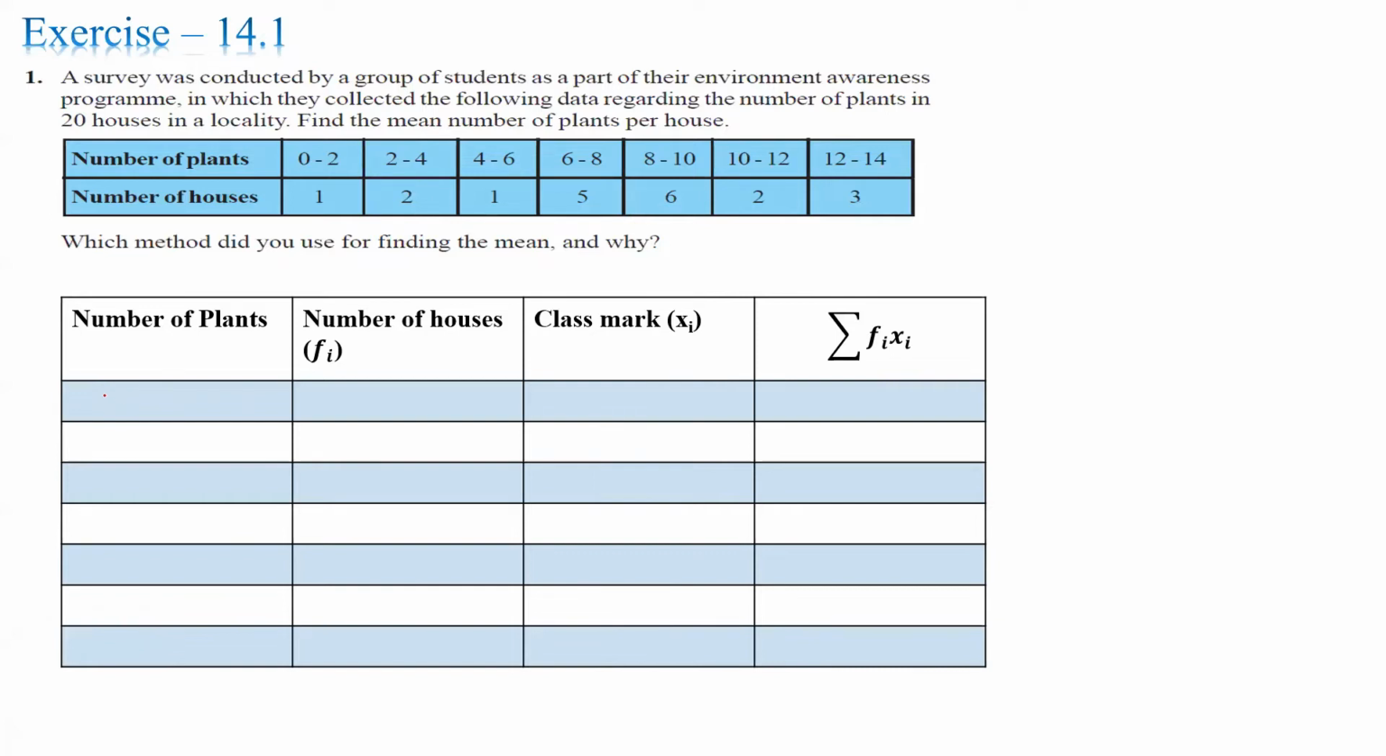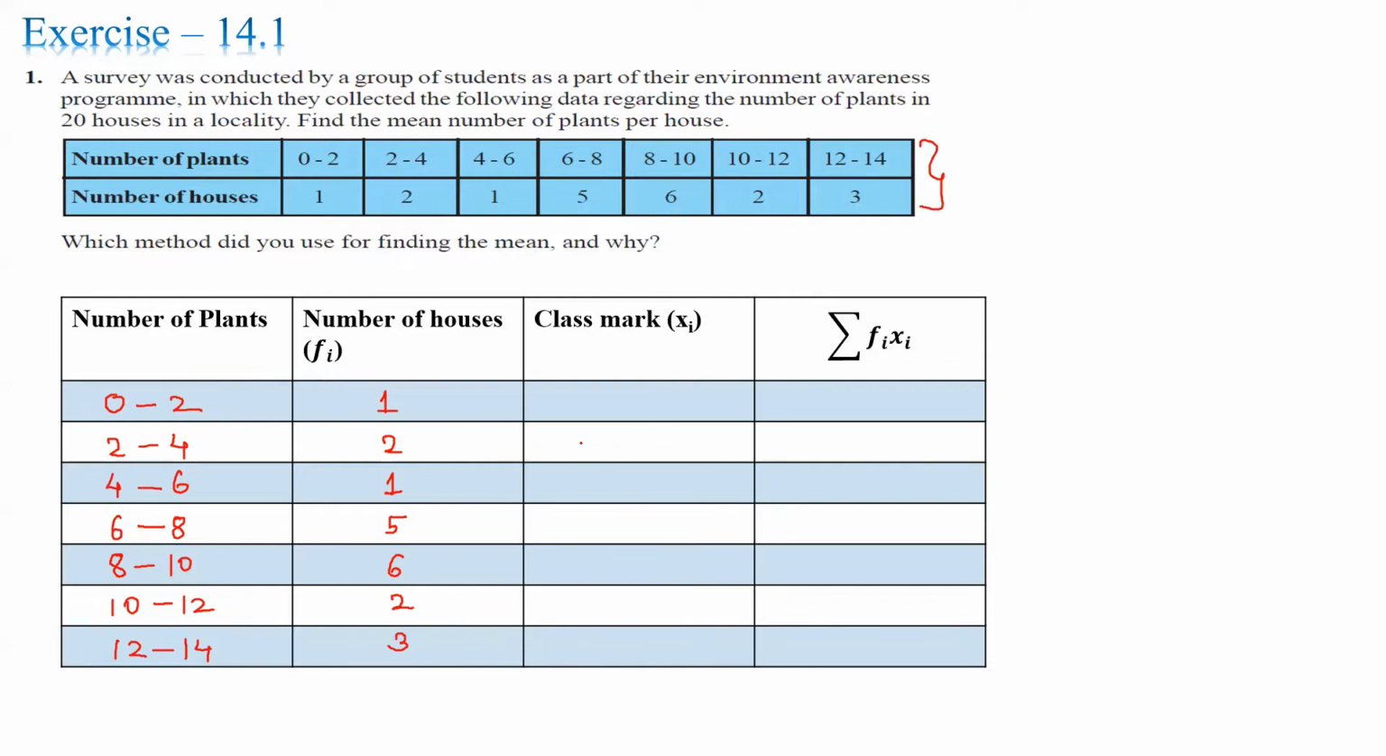First group is 0 to 2. Second group is 2 to 4. Next group is 4 to 6. Next group is 6 to 8. Next group is 8 to 10. Next group is 10 to 12. And last group is 12 to 14. So the frequency for the first group is 1. Second group, it is 2. Third group, it is 1. Fourth group, it is 5. Fifth group, it is 6. Next group, it is 2. And last group, it is 3. This we have written from the first two columns of the table itself.